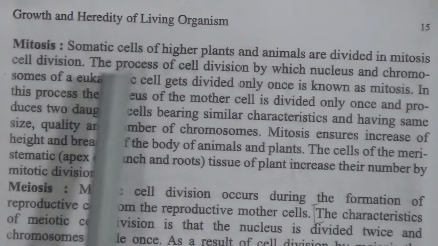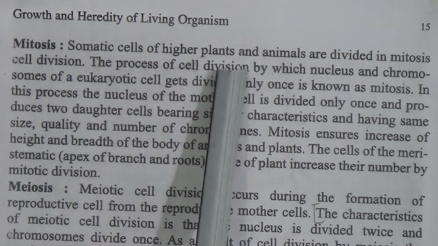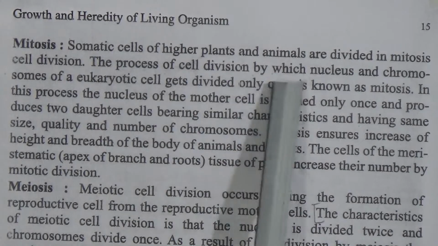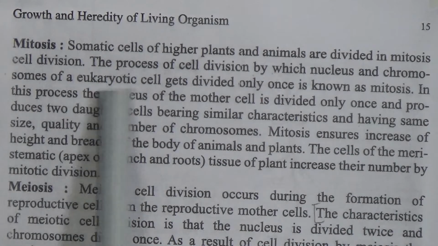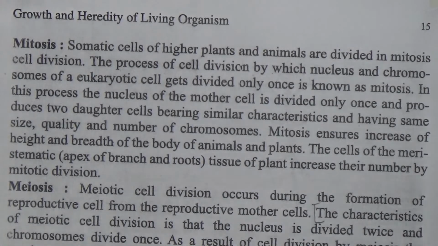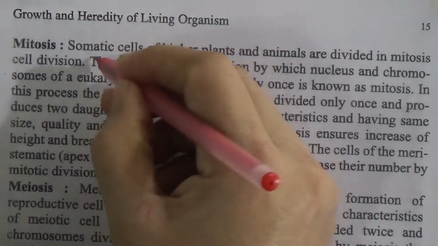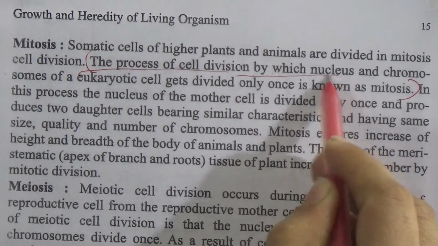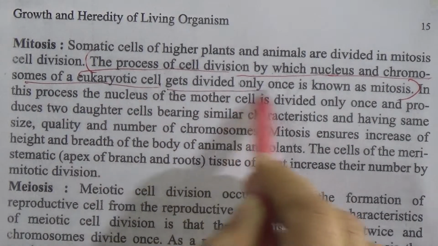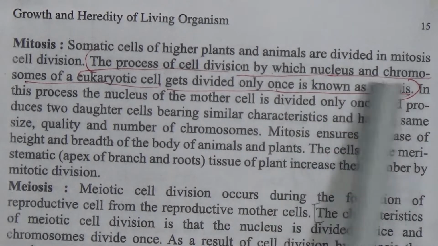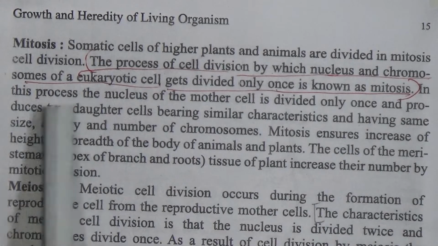Mitosis cell division. What is mitosis cell division? Somatic cells of higher plants and animals are divided by mitosis cell division. The process of cell division by which the nucleus and chromosomes of a eukaryotic cell get divided only once is known as mitosis cell division. My dear students, you can underline this line. This is the definition of mitosis cell division. That means in mitosis cell division the nucleus and chromosomes divide only once.